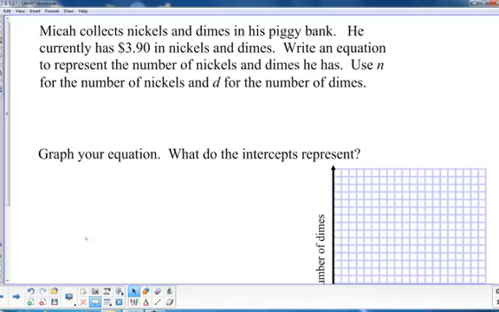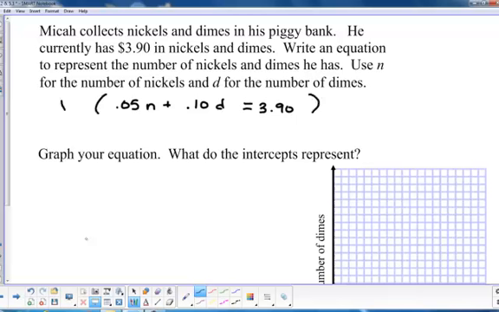All right, Micah collects nickels and dimes. He has $3.90 in nickels and dimes. So I'm going to right away write equals $3.90. So N is the number of nickels, D is the number of dimes. So nickels are representing 5 cents, so 5 cents per nickel, plus 10 cents per dime. Now again, we've got this whole decimal thing. So let's go ahead and get rid of the decimals by multiplying by 100, kind of like a fraction. So if we do that, we're going to get 5n plus 10d equals 390.